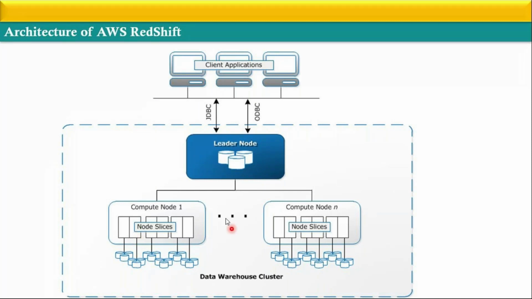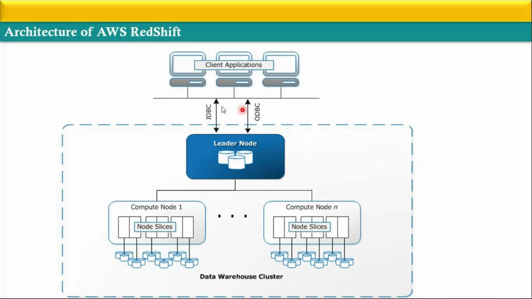Now coming back to the leader node, that is the master node. From the master node we are able to see JDBC and ODBC connectivity, and certain client applications sit on top of this. So this leader node is going to act as a mediator, or as a bridge, between the client services and the Redshift cluster.